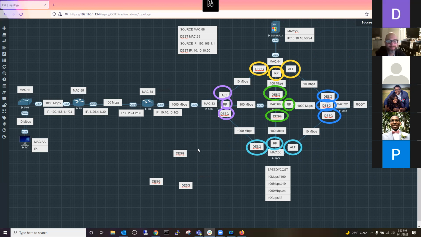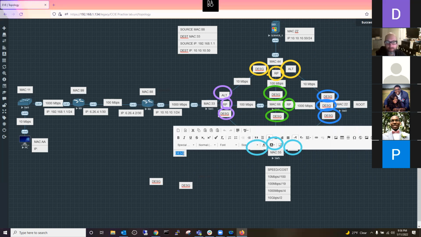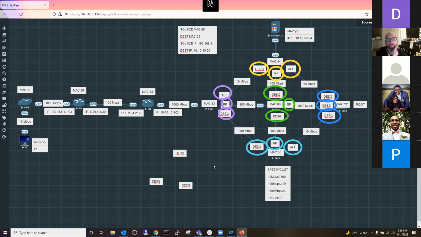So, Lamar, on your interface, gigabit 0/1, what are we going to do? It can be one designated port per segment. You can elect that as designated, since that's the direction that it needs to go. Perfect.